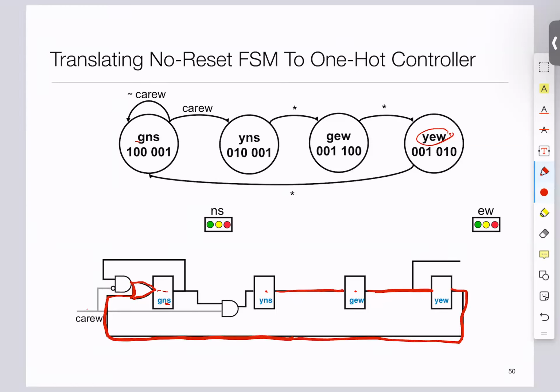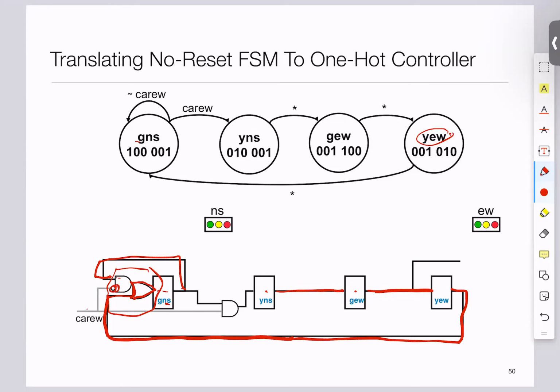Or alternatively, there is no car. So that's the bubble. And I'm already in GNS. So that's the AND gate. This AND gate is saying, I'm already in GNS and there is no car. Then again, GNS is 1. So this little combination logic is basically capturing that structure, that there are two ways I could enter GNS.